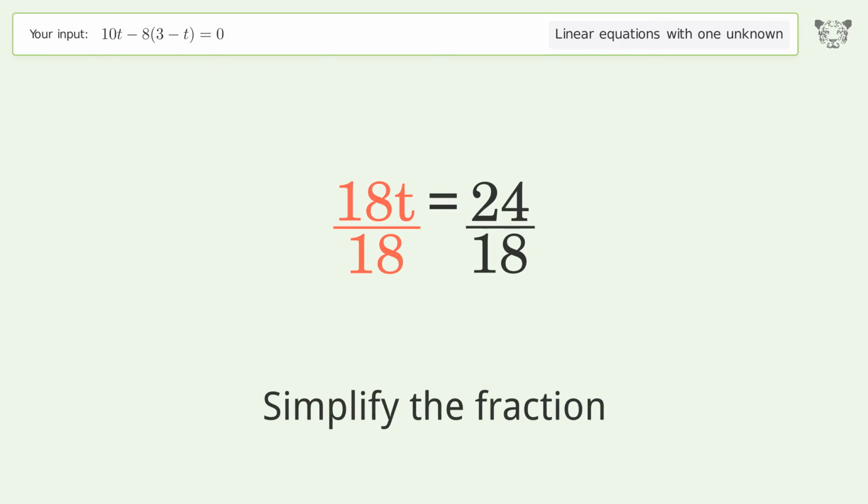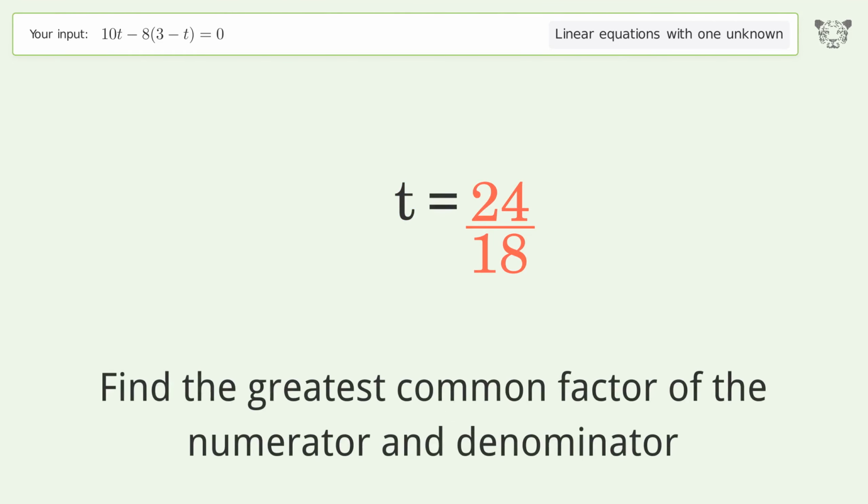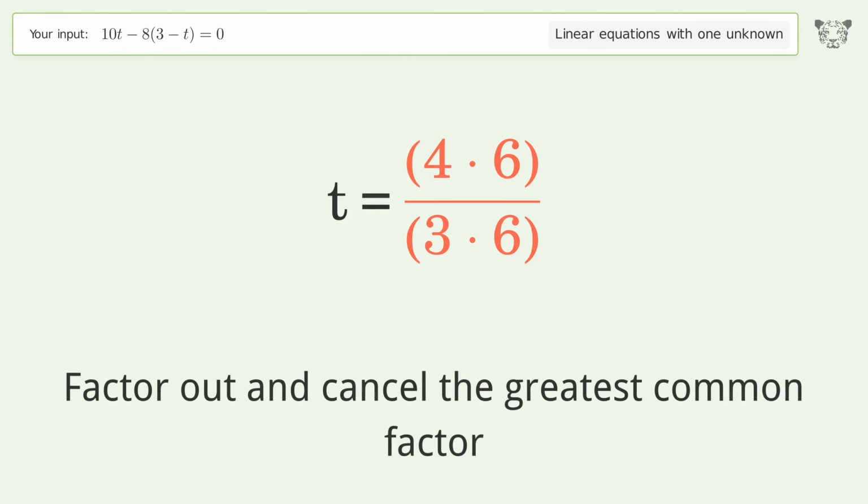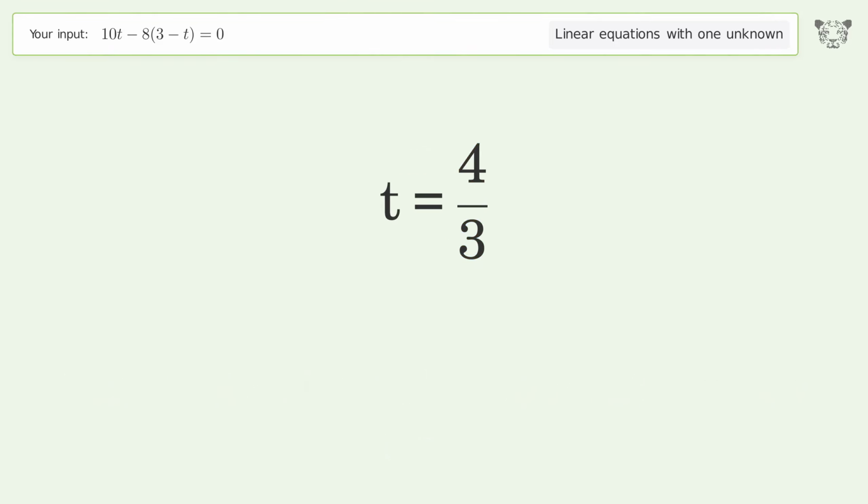Simplify the fraction. Find the greatest common factor of the numerator and denominator. Factor out and cancel the greatest common factor. And so the final result is t equals 4/3.